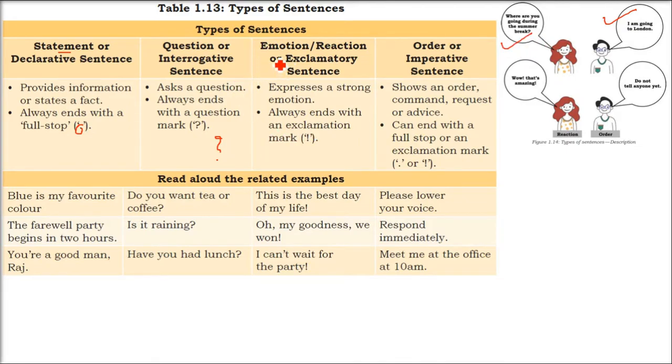When it comes to emotion, reaction, or something which comes directly into your mind when something happens, it's a reaction. So it expresses a strong emotion. That is an exclamatory sentence. So it ends with an exclamatory sign. Then we have order or imperative sentence. This shows an order, command, request or an advice. So this can end with a full stop also. They can end with both statement and this imperative. But it can also end with an exclamation mark. Imperative sentence can also end with an exclamation mark.